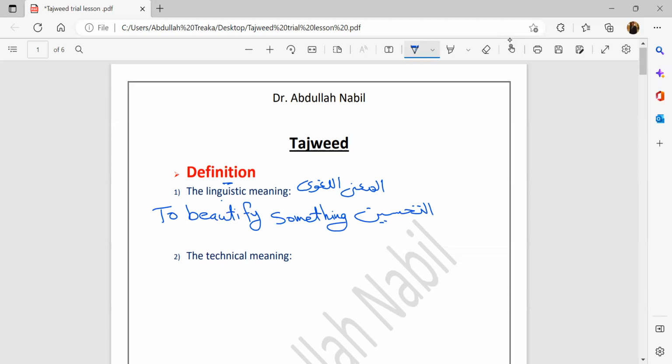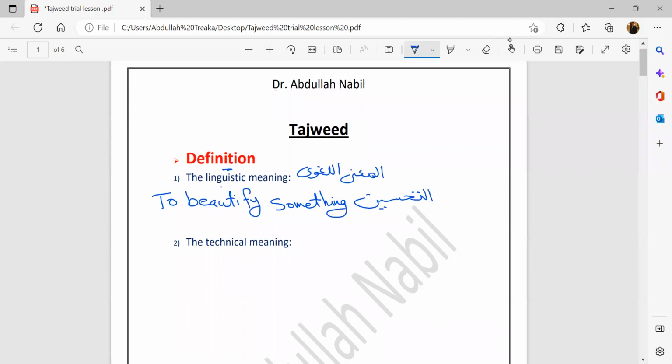The technical meaning is المعنى الاصطلاحي. This is the definition of Tajweed in the science of Tajweed, in reciting the Quran. So the technical meaning is to give every letter its right with its description and its origination.